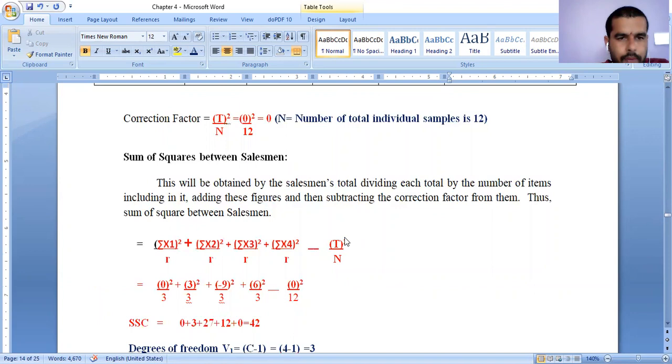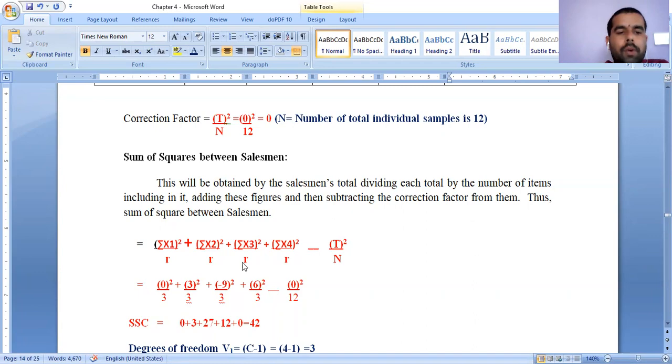After completing this step, first of all you have to calculate the SSC value, the sum of squares between salesmen. This is obtained by dividing each salesman total by the number of items included in it, adding these figures, and then subtracting the correction factor. The formula is: sum of squares between salesmen equals sigma x1 square by r, sigma x2 square by r, sigma x3 square by r, sigma x4 square by r, where r stands for rows, minus the correction factor, T square by n.